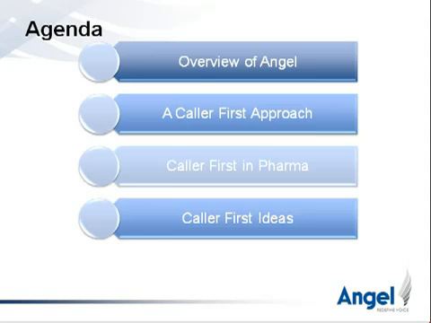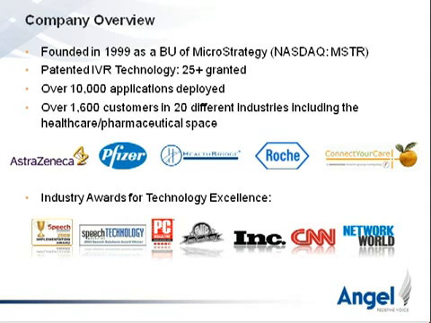Our company, Angel, is owned by MicroStrategy, which is a large software company, business intelligence software. And a few things that just make what we do a little bit unique is that we come at telecom from a software perspective. In a nutshell, we've built a point-and-click toolkit that allows us to build IVR faster. And we've put the MicroStrategy business intelligence on the back end.